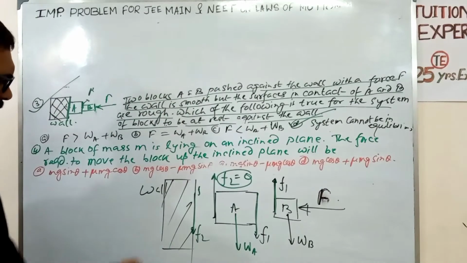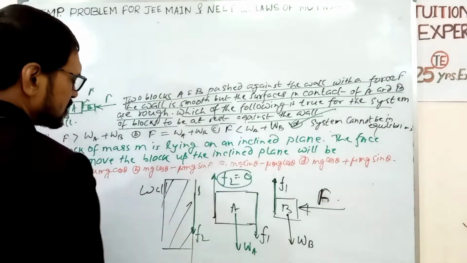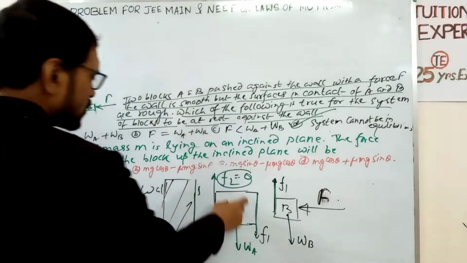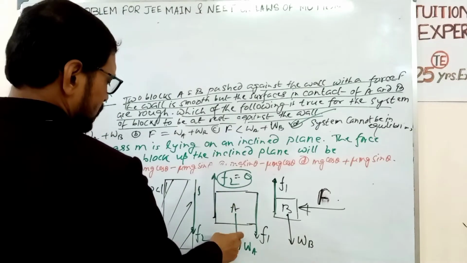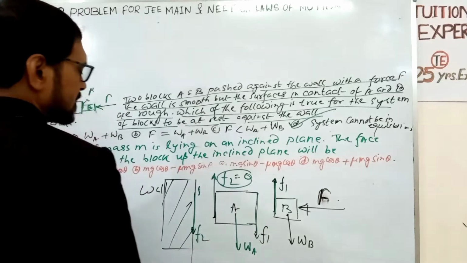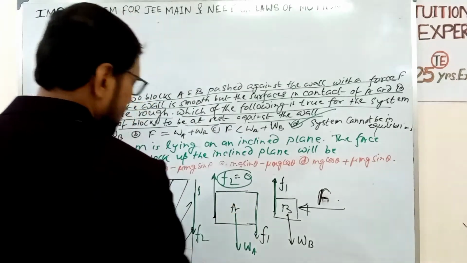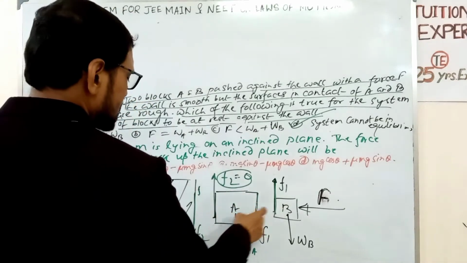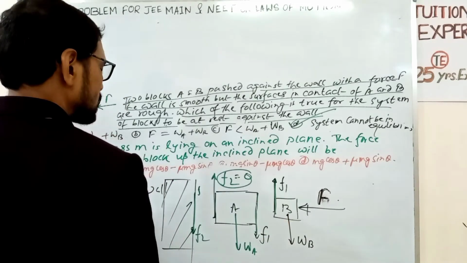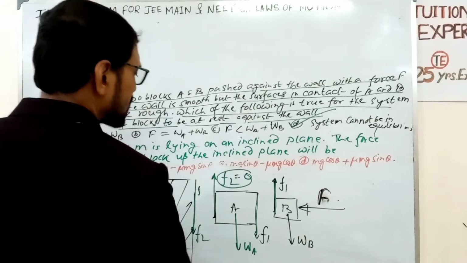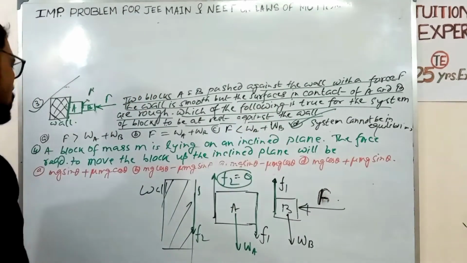Simple question. As this is smooth, A cannot be in equilibrium because no opposing force acts here. Here the weight and friction force act in this direction. So block A cannot be at rest. As B is in contact with A, A and B move together. Whatever the force applied, the system cannot be in equilibrium.